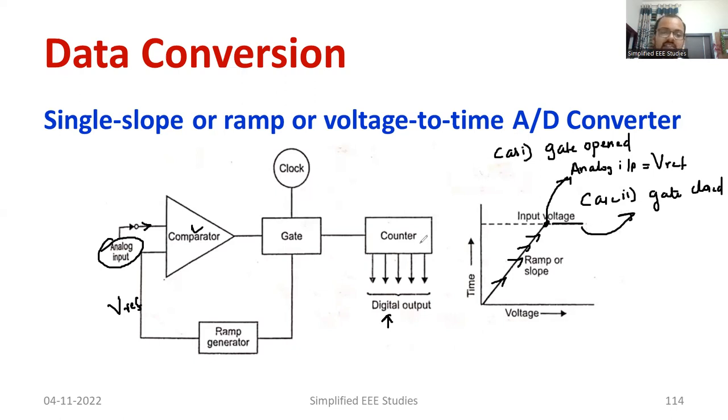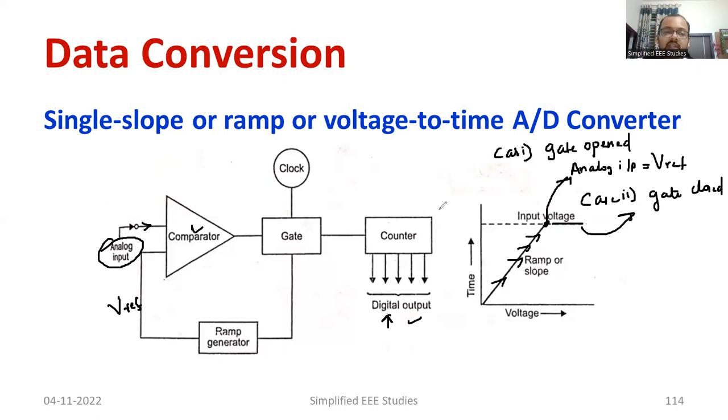In each case, the clock and the binary counter will be activated until the analog input is equal to V reference. In each case, it is going to provide the digital output. So for the corresponding analog input, you will be getting a binary output. This is the way single slope, or ramp, or voltage to time analog converter works.